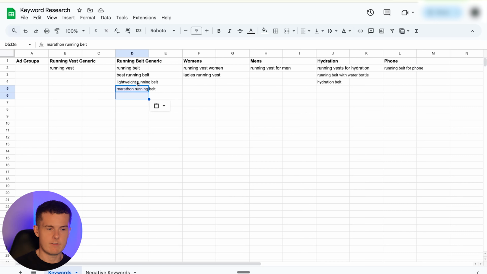Now, if we have 10 different keywords here in this ad group and each keyword is the same degree of difference as, let's say, lightweight and marathon belts are, then it can become quite difficult to create some ad copy that actually speaks to all those individual keywords or those search queries, in which instance then it's often better to break them up into their own ad groups.